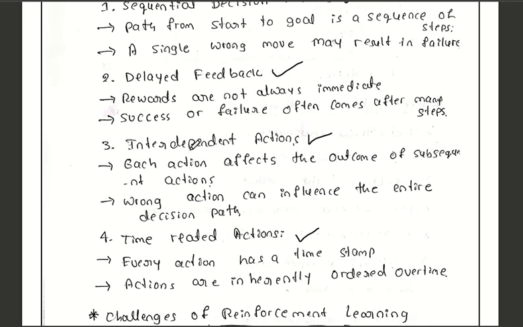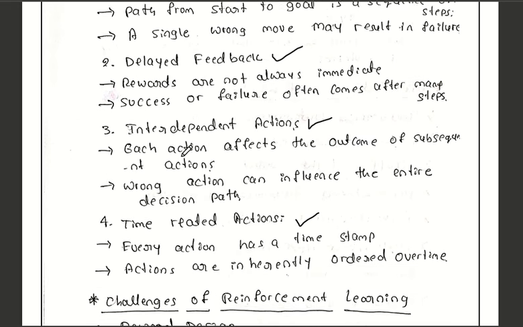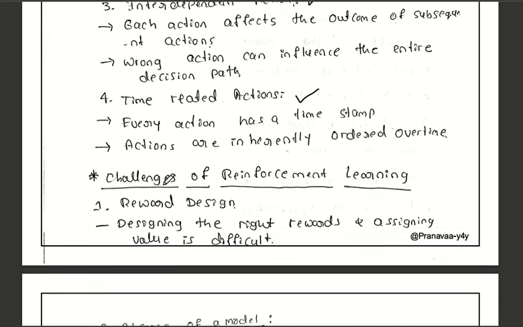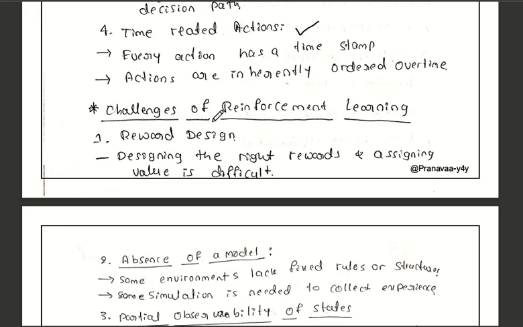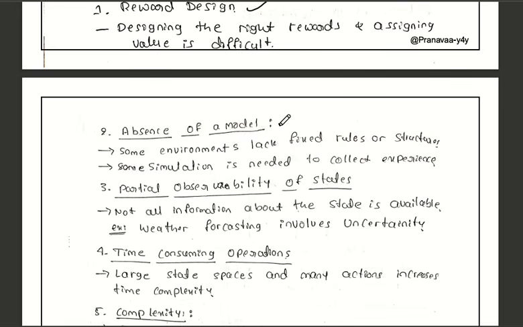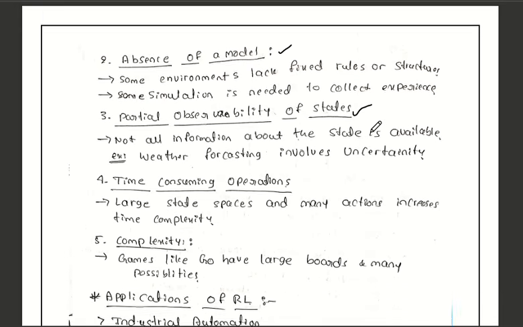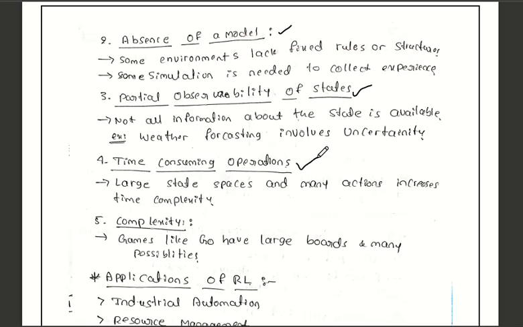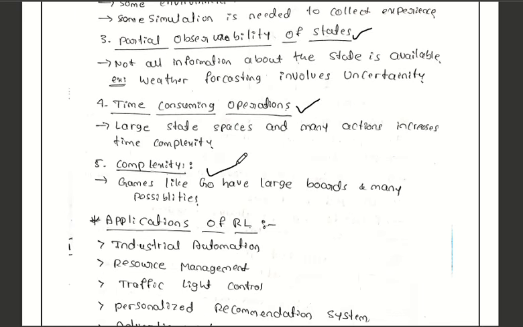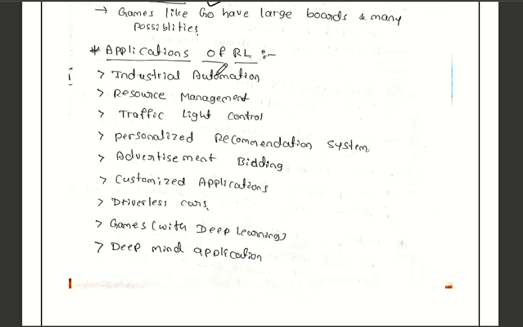Each characteristic has a two single-line description. Just read. Then let's see the challenges of reinforcement learning: reward design, absence of a model, partial observability of states, and state-consuming operation complexity. Then comes the application of reinforcement learning.